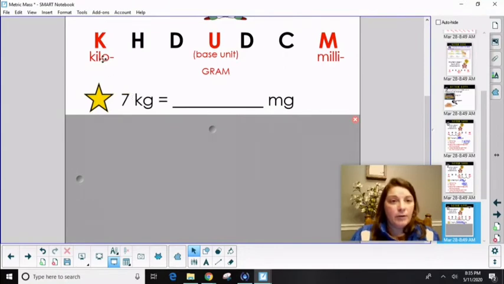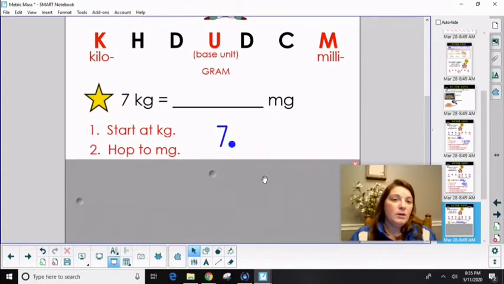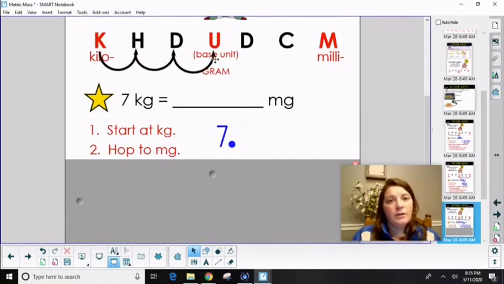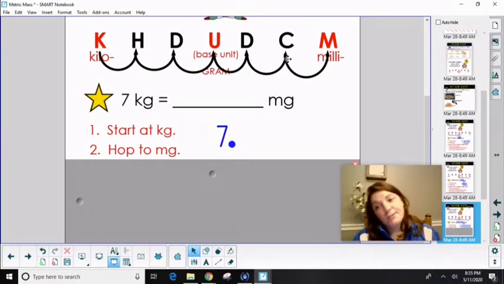7 kilograms equal how many? Woo! Milligrams. So we're traveling all the way down the continuum to the far right. So we're going from big kilograms to small milligrams. All right, here we go. Let's count these hops. Ready? 1, 2, 3, 4, 5, 6. It took us 6 hops to get down there. And in which direction? To the right.